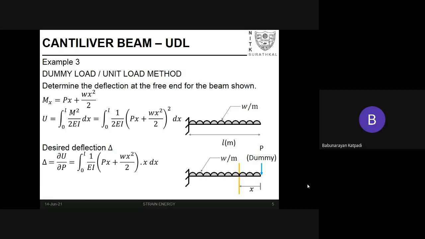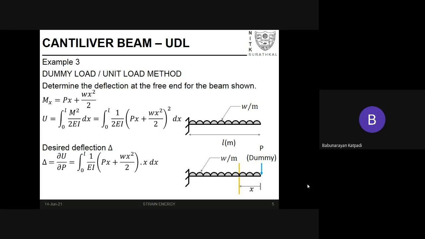The technique is we introduce a dummy load. P at the free end introduced is the dummy load. We call it a dummy load P. And we determine the moment of all forces to the right of the section X. That will be Px plus Wx squared by 2. Px is the moment due to the dummy load. W into x is the load to the right, and it will be at a distance of x by 2 from the section under consideration, so it will be Wx squared by 2. That gives me the moment at the section x, distance from the load itself.